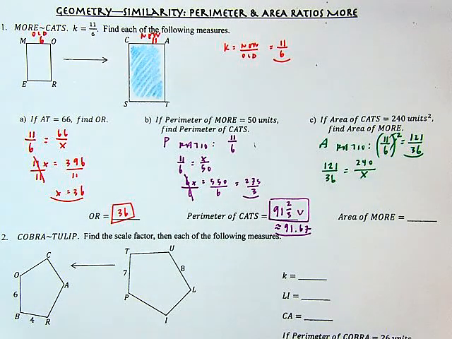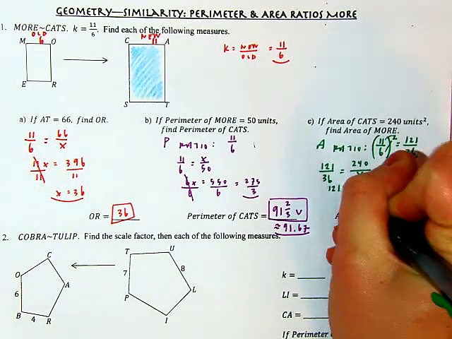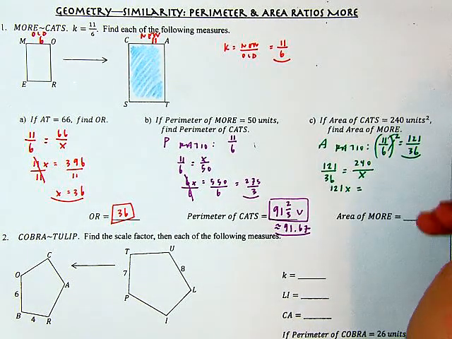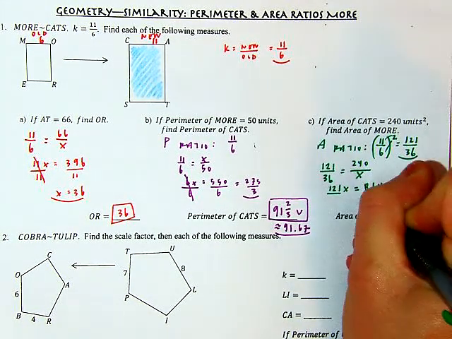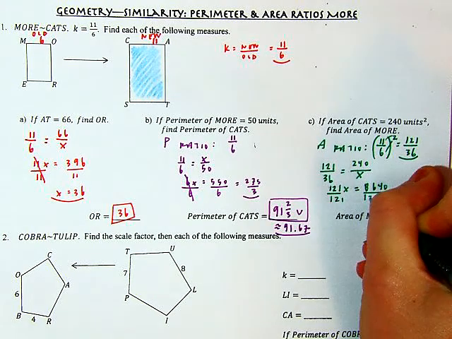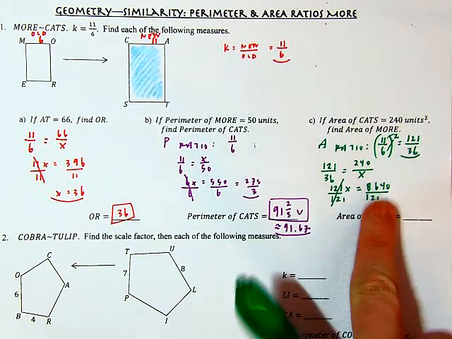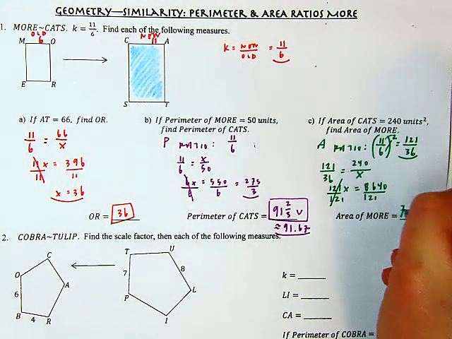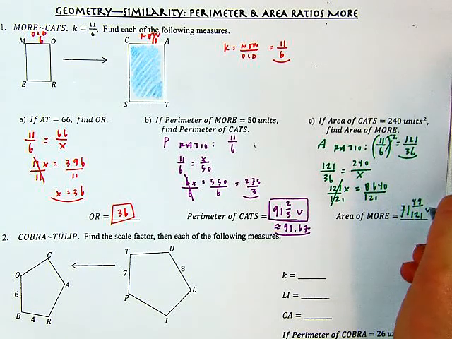So again, when I build a proportion, I just have to be consistent in how I read it from figure to figure. Do I want to read it from left to right or right to left? Okay, cross multiply. 121x equals 36 times 240, so 8,640. Divide each side by 121, and we're going to get 71. That's reduced here, so 71, I'm going to make it mixed, and 49/121, and then units are squared.